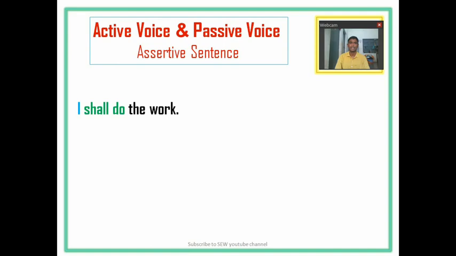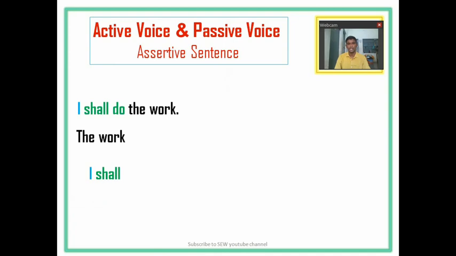So here the subject is I and the object is the work. So first we have to write the object as the subject. So we people feel that as per our rule, what is the helping verb here? Shall. But we should not use shall here, because shall is used when the subject is I. But here what is the subject in passive voice? The work. Work is the subject. So which helping verb do we have to use? So will should be used.